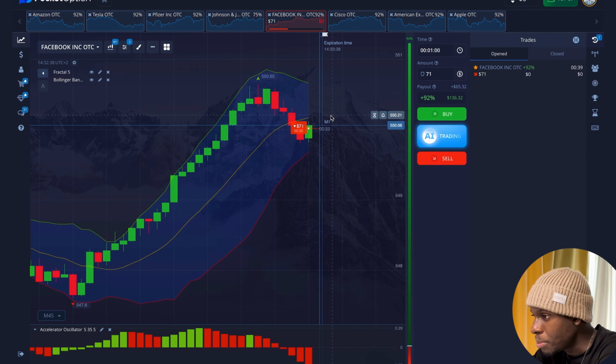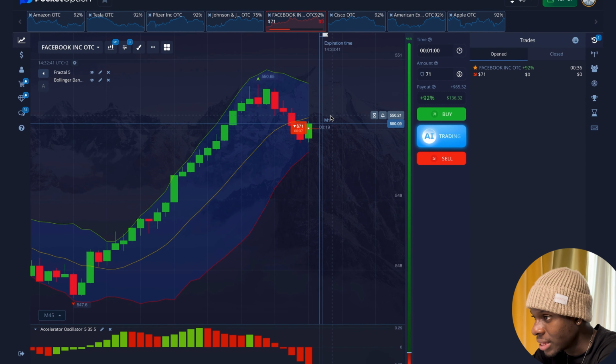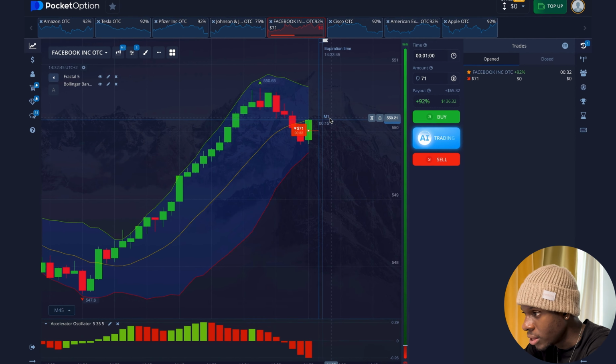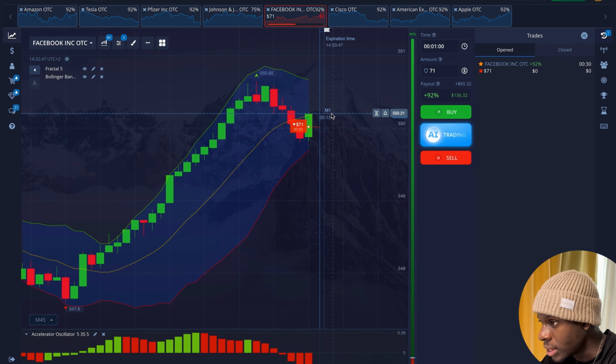We've opened this with our maximum balance, so we have to get this now. There should be a push down any second now. Okay, do your thing, market. Do your thing.